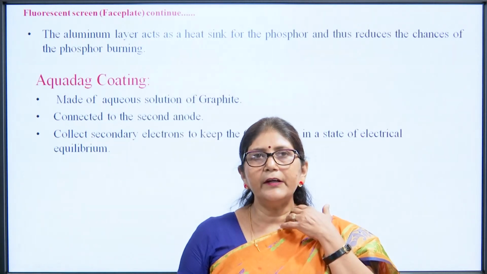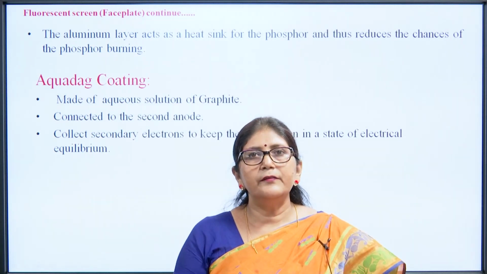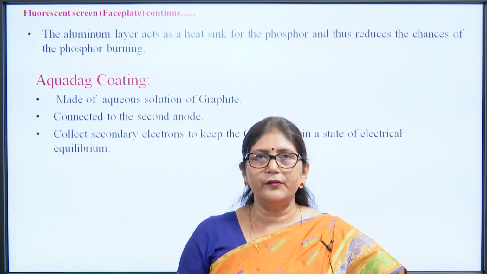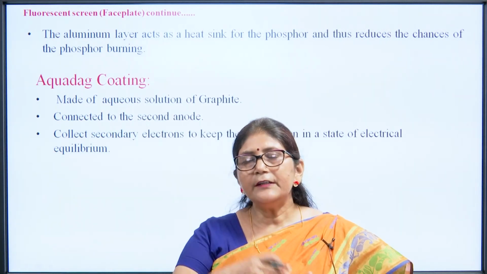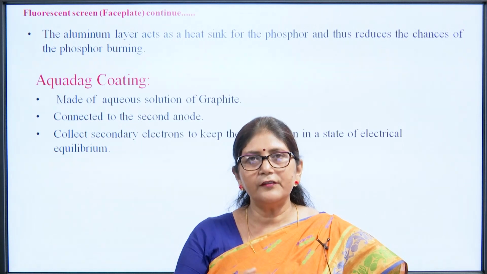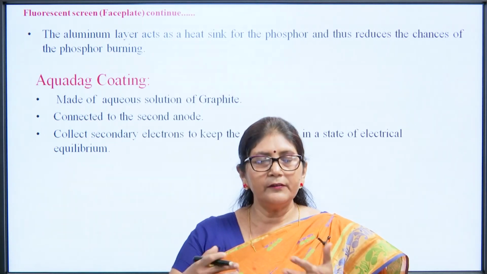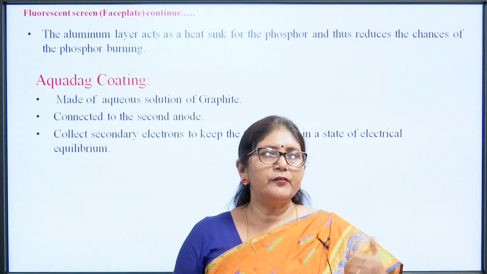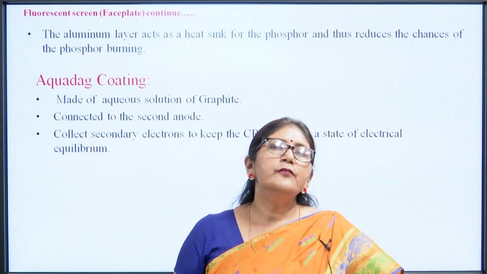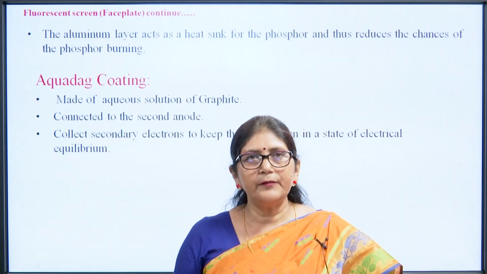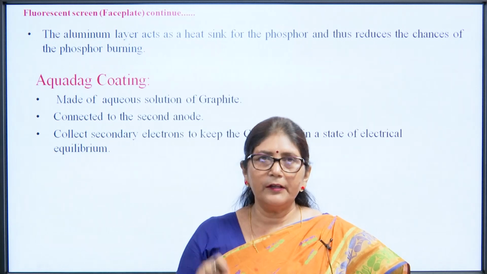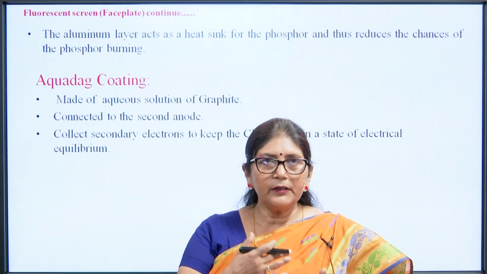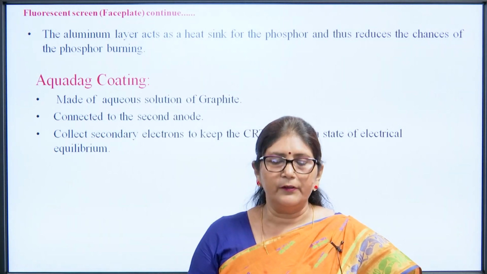Then there is the aquadag coating, which I mentioned in the last slide. It is made up of an aqueous solution and is connected to the second anode, meaning positive voltage. When an electron strikes the screen, secondary emission electrons are produced, and these secondary emission electrons are collected in front of the screen. Otherwise they would repel the electrons moving from the cathode to the screen. Because it is connected to positive charge, it will absorb all those electrons. So the aquadag coating is used for collecting the secondary emission electrons.